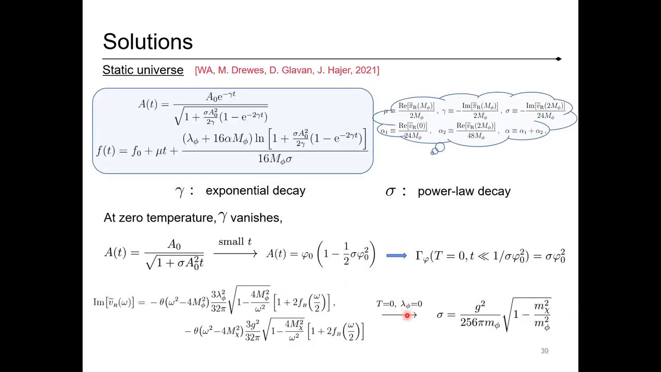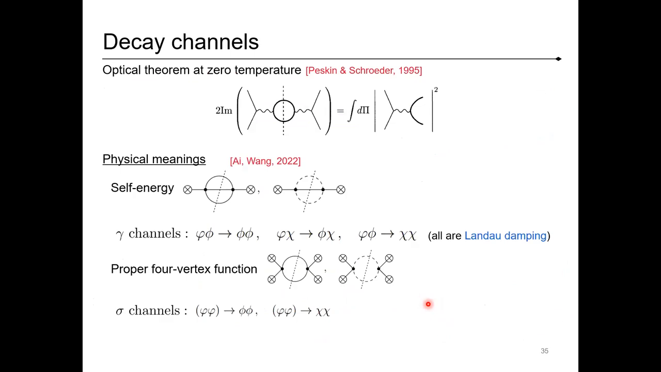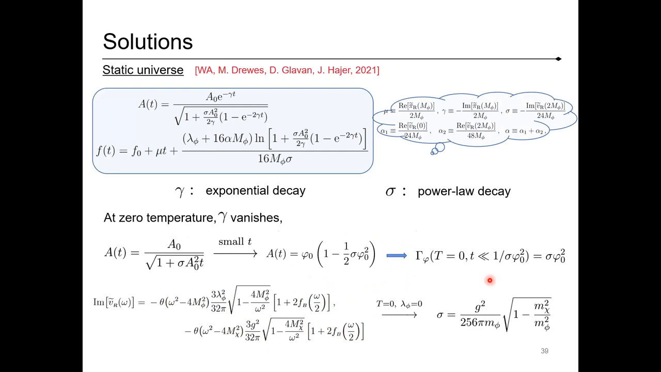Why do we take lambda phi to be zero for this comparison? Because sigma induces two decay channels, these decay channels and these decay channels. In the example we discussed in the time-dependent perturbation, we already discussed this process: the transition from vacuum to two chi particles. You can also include these processes actually. So if you take lambda phi to zero, then we kill this process, and we are left with these decay channels. With these decay channels, we recover the result discussed earlier. Is there any question or no?